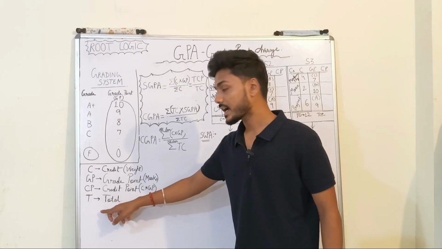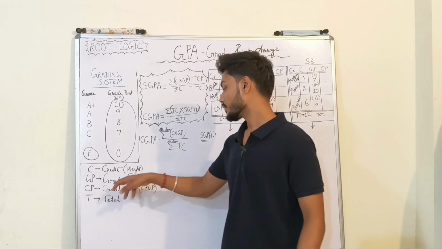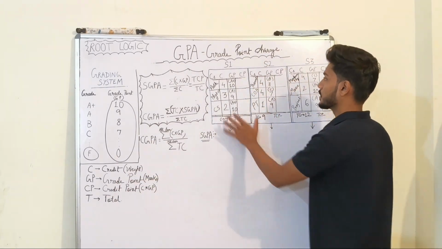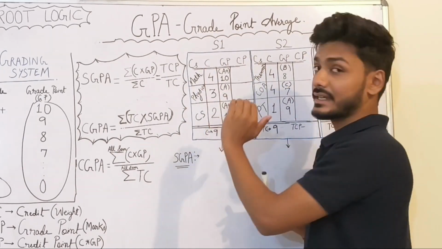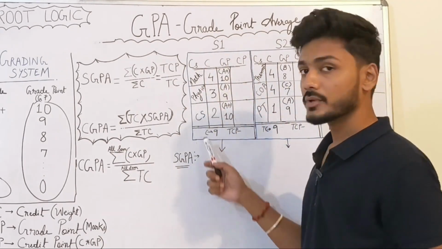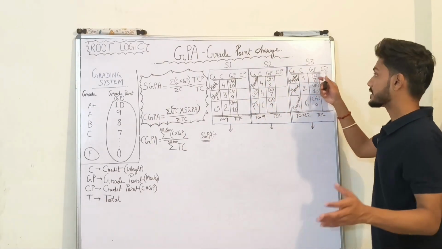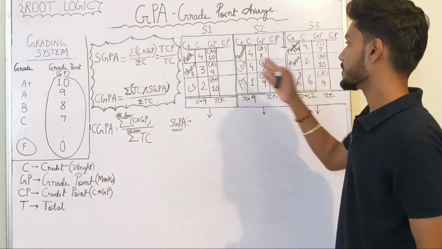Now, by T, I will always mean total. So if I say TCP, then you will have to understand total credit point. So leave all this. We are now coming to this part. Suppose that this is your semester 1's mark sheet. In reality, there may be more courses and more semesters, but I have only considered 3 semesters in the entire degree, and in each semester there are 3 subjects.